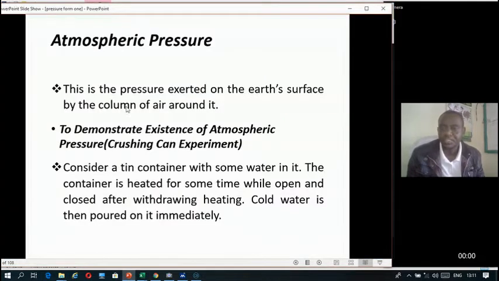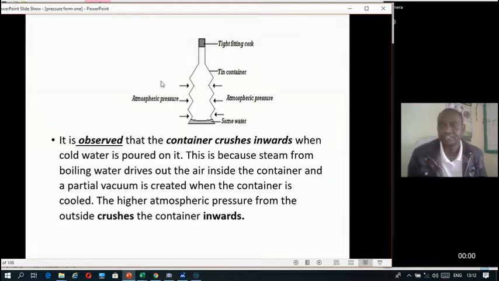So we were explaining the crashing can experiment. Consider a tin container with some water in it. Sometimes a question is set: describe an experiment to show that there is existence of atmospheric pressure. So one of the experiments is the crashing can experiment. Consider a tin container with some water in it. The container is heated for some time while open and closed after withdrawing heat. Cold water is then poured on it immediately.